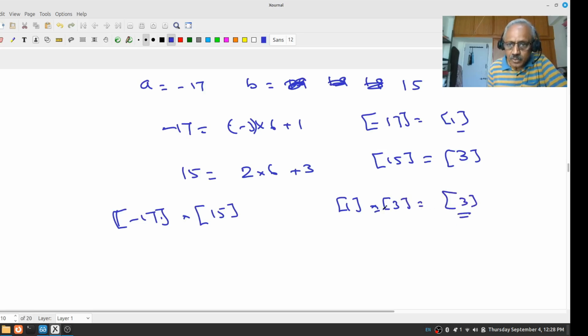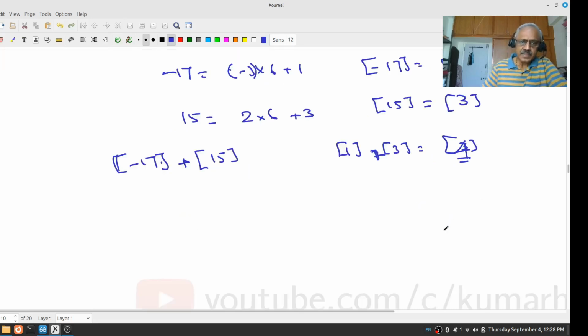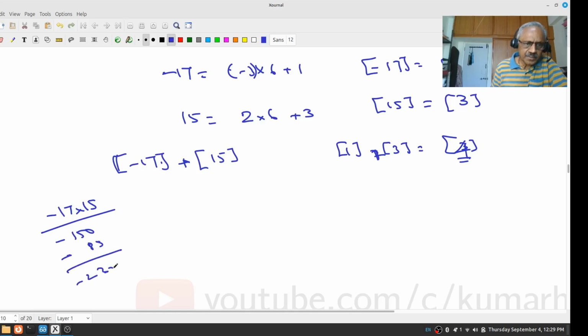Oh, I have to add, sorry, I forgot. 1 plus 3 is 4, right? Minus this one, how will I do that? Minus 17 times 15. So 10 times is minus 150, and 5 times 17 will be 85, minus 85, therefore it will be minus 235. I hope I am right. I may be making a mistake. Please make sure that I am doing it correctly.